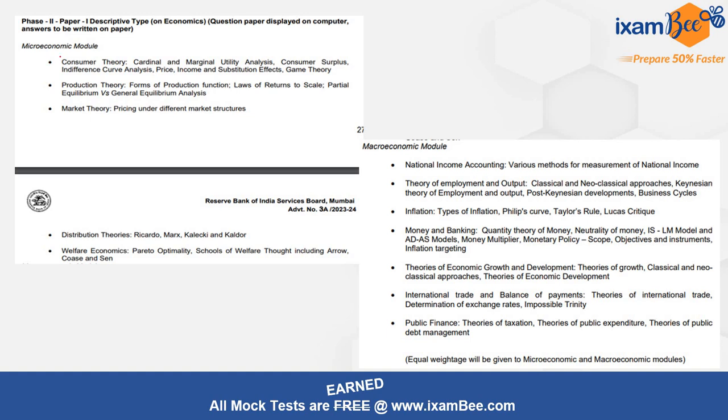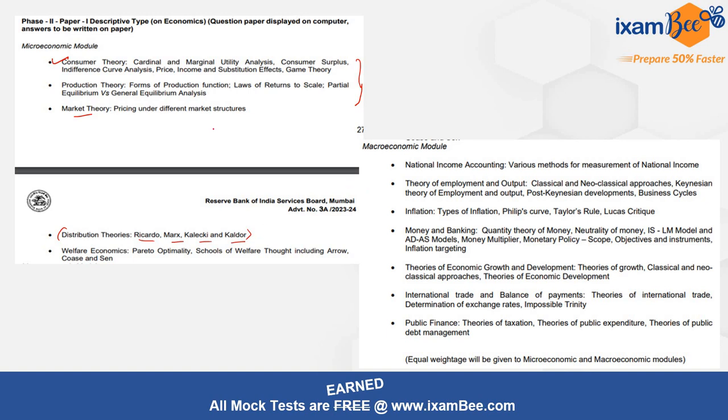Now, next thing is, if you look at phase 2, they have clearly described each and everything under the microeconomics module. So this is more or less in line with the Indian Economic Service syllabus also. Consumer theory, producer theory, market theory, distribution theories, they have added Ricardo, Marx, Kaldor and Kalecki. This was generally not there in the paper earlier, but now they've added this also.